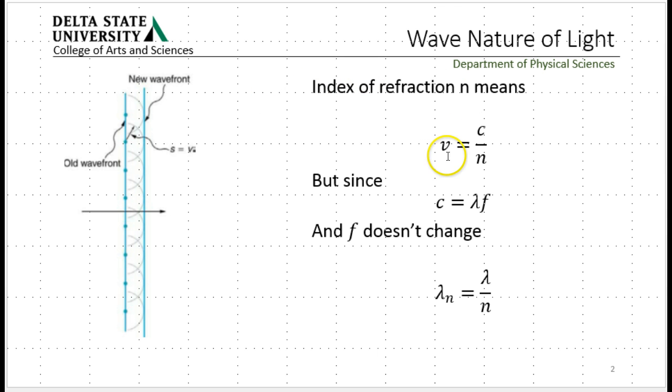Now we have the index of refraction, which is v equals c over n. And we have c equals lambda f, and since f doesn't change, we're going to define a wavelength in a material, lambda n, as lambda over n.